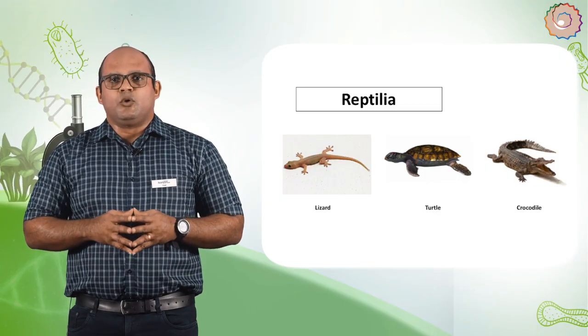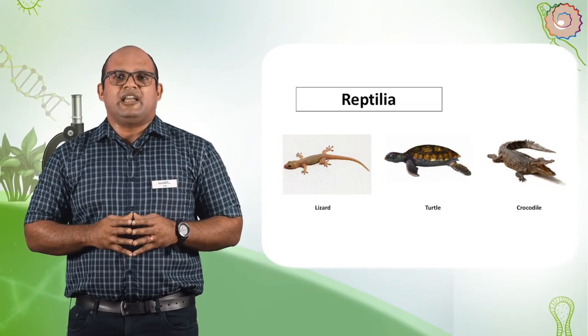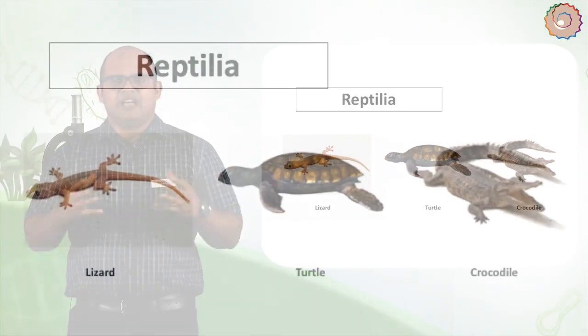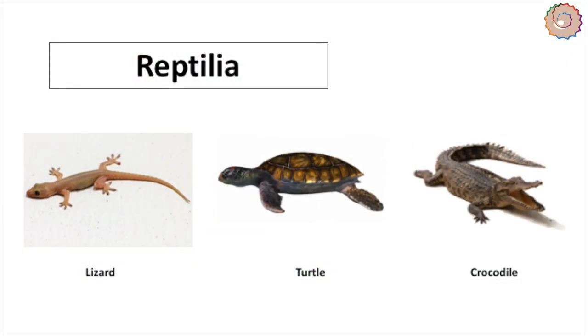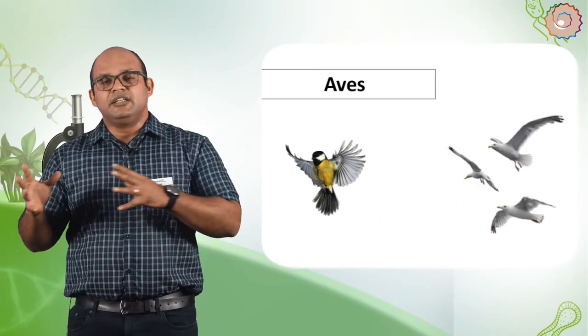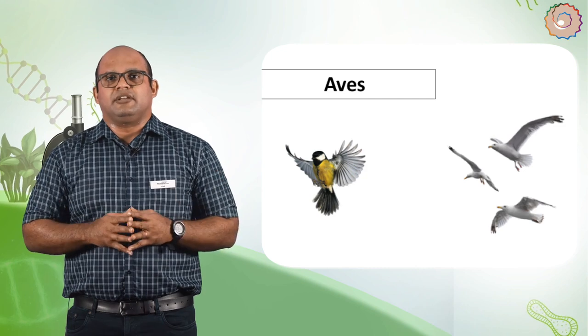The eggs are enclosed in a hard outer sheath called an amnion, which prevents the loss of water in terrestrial habitats. Examples include lizards, turtles, crocodiles, etc. The aves are the group that consists of birds. Birds are highly derived terrestrial vertebrates that have become secondarily adapted for a flying lifestyle.